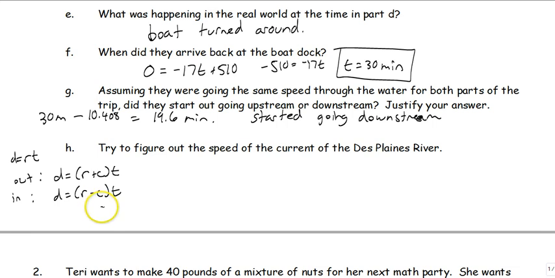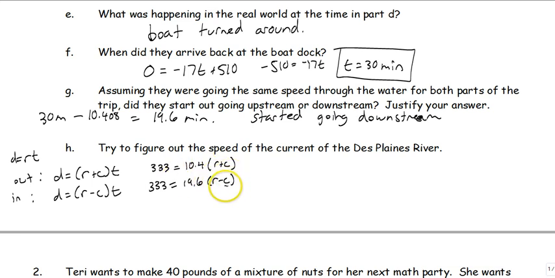Okay? So what happens here is we can plug in our information. We know that they both travel a distance of 333. We know the time for each one. So I can plug in my information. 333 equals the time for going out, 10.4, times R plus C. And then coming back in, it's 333 equals 19.6 times R minus C, because that's the time coming back in. And again, we travel the same amount of distance both times.